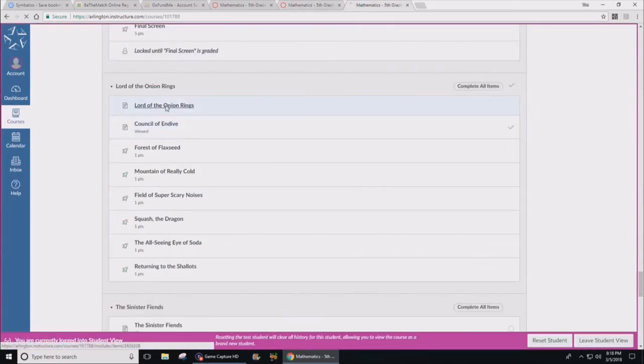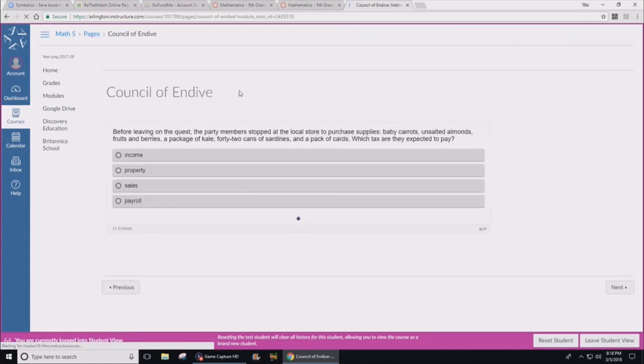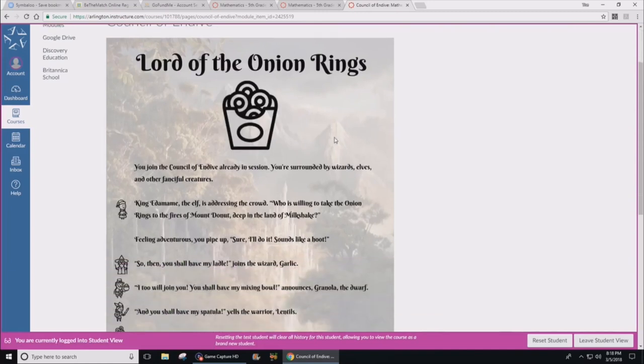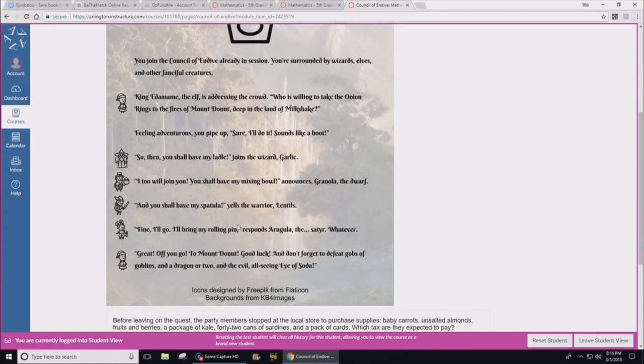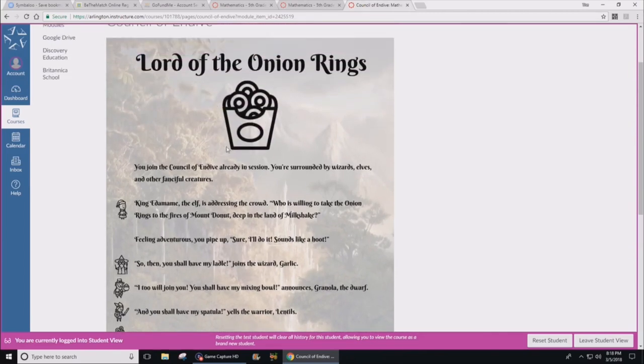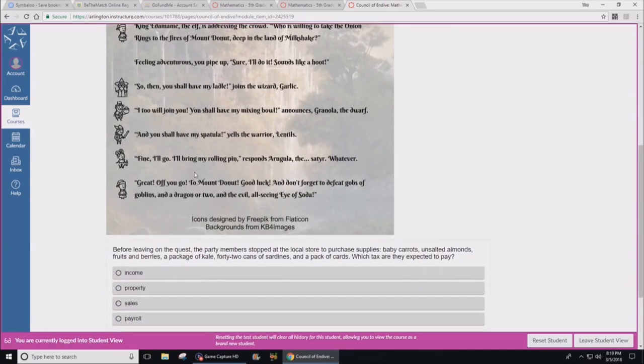Okay, so let's go in and take a look at what the students are going to see. The first is just some directions, and now they get this page which sets the theme. All of the icons I've gotten from Flaticon, and the backgrounds I got from KB4 Images. I did all this in Google Slides. I don't have much experience in anything else like Photoshop, right? So I can basically put images as the background and put text over top. That's something I can do. So it gives them the storyline.